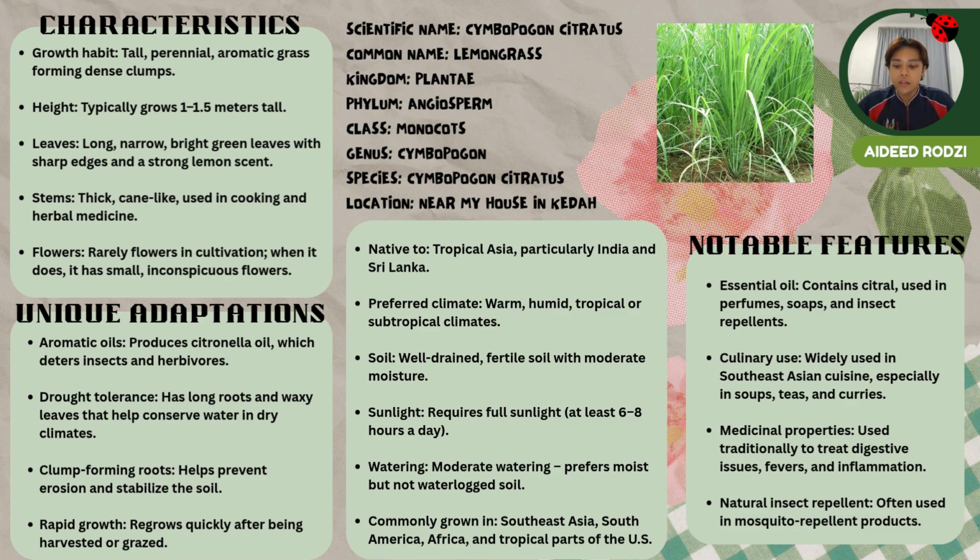Number 3 is clump-forming roots. It helps to prevent erosion and stabilize the soil. Lastly is rapid growth. It regrows quickly after being harvested or creased. Notable features of this plant: it is used as essential oil. It contains citral, used in perfume, soap, and insect repellents.